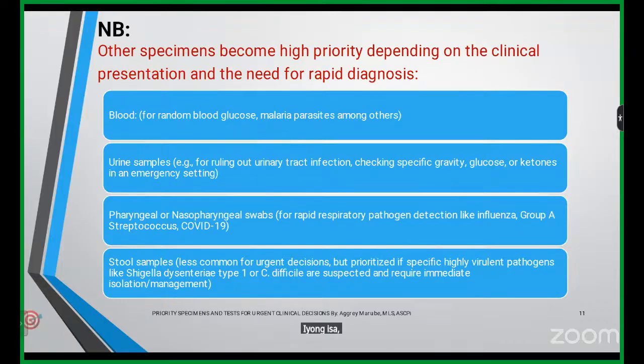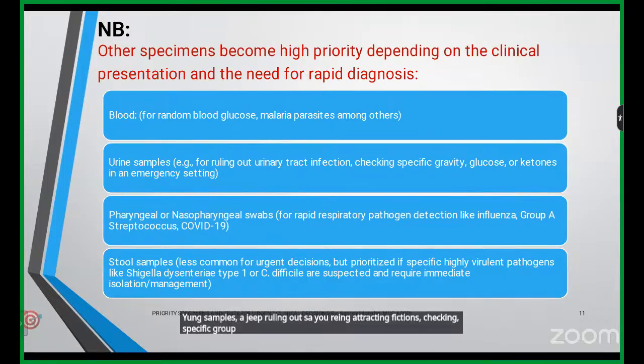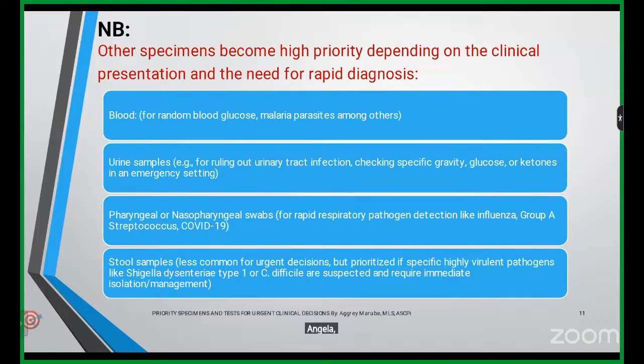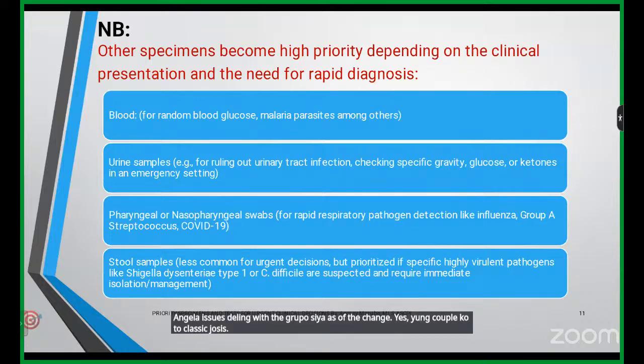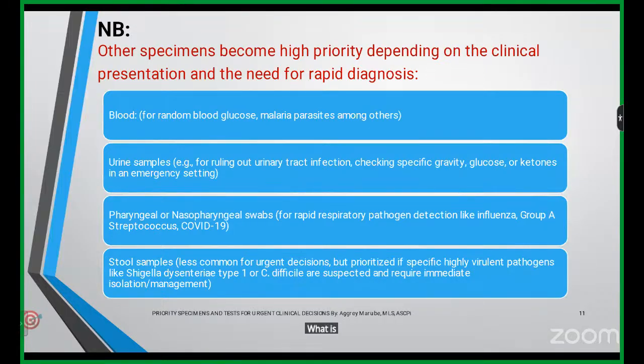Urine samples, e.g., for ruling out urinary tract infections, checking specific gravity, glucose, or ketones in an emergency setting. Yeah, there are certain cases whereby urine samples can be emergency or stat, ruling out a serious infection, and issues dealing with glucose, ketoacidosis. We check ketones or glucose, check the specific gravity to counter-check with glucose and see what is really affecting the patient.